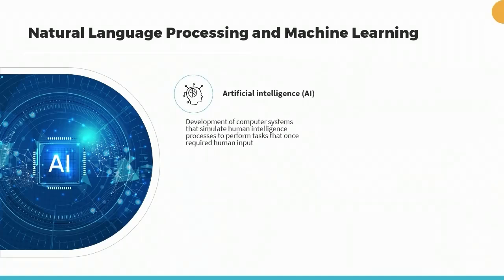Artificial intelligence, or AI, is the development of computer systems that simulate human intelligence processes to perform tasks that once required human input. These tasks include visual perception, speech recognition, decision-making, and language understanding. AI has the potential to fundamentally transform various industries and improve our daily lives.